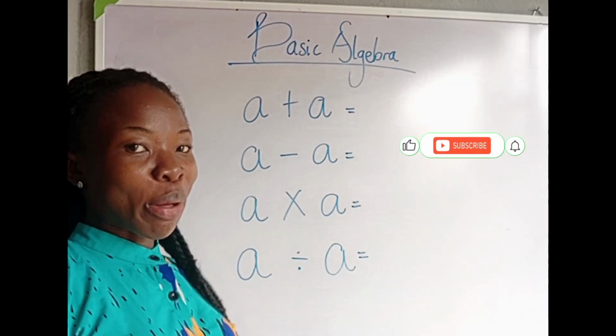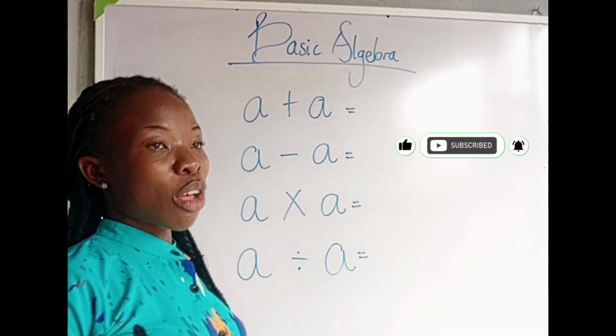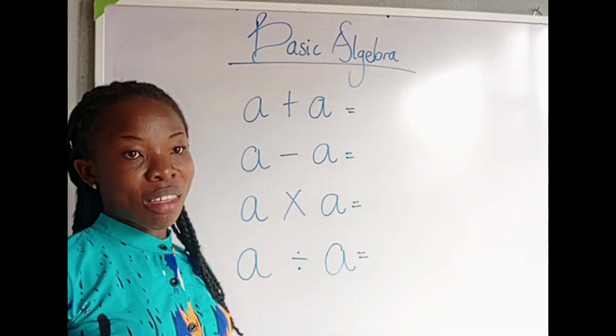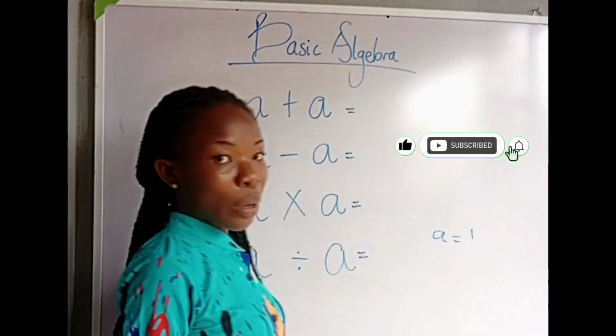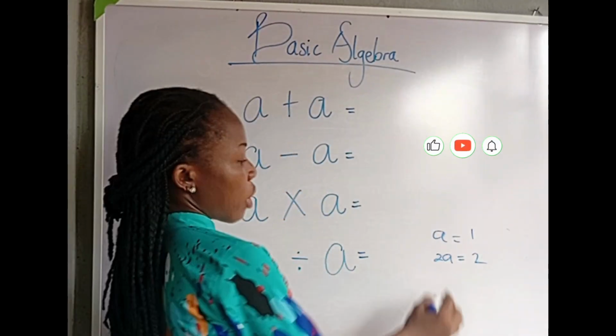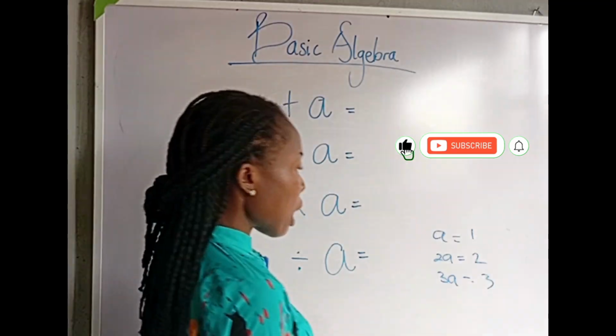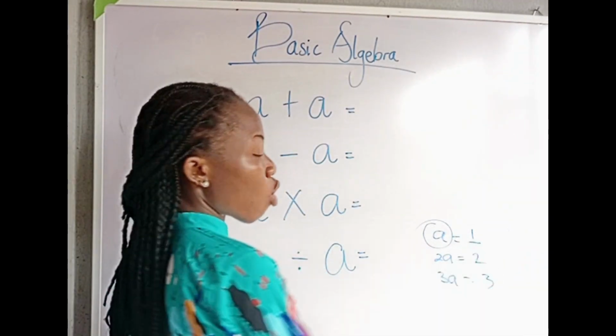Okay, let's talk about algebra. So today we want to look at the basic algebra. Let's understand that algebra is the use of letters to represent numbers, meaning that we can use a letter to represent a number like 1. So we can use 2a to represent 2. We can use 3a to represent 3. So any letter without a number in front of it has a coefficient of 1.